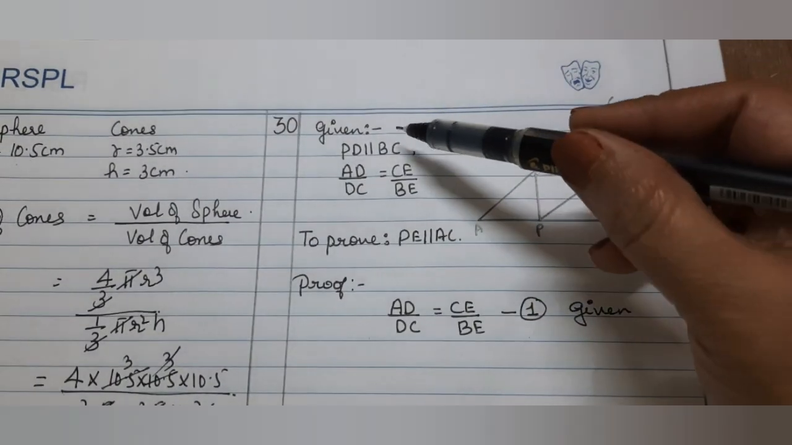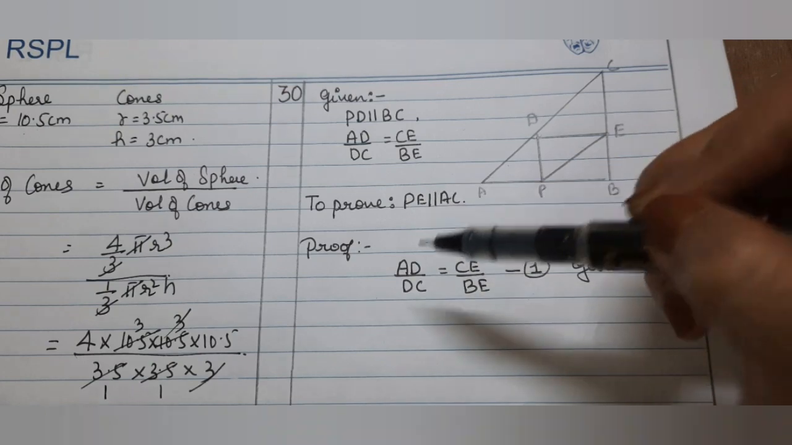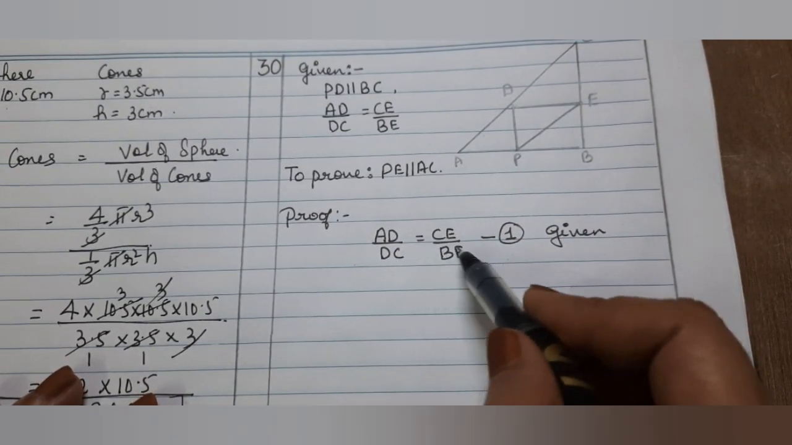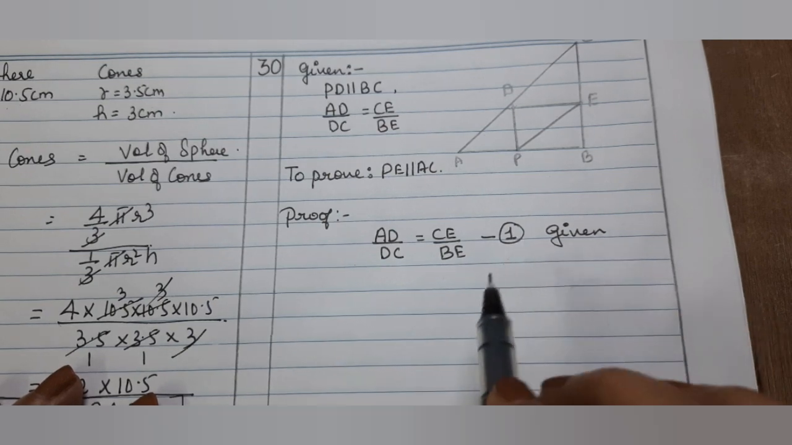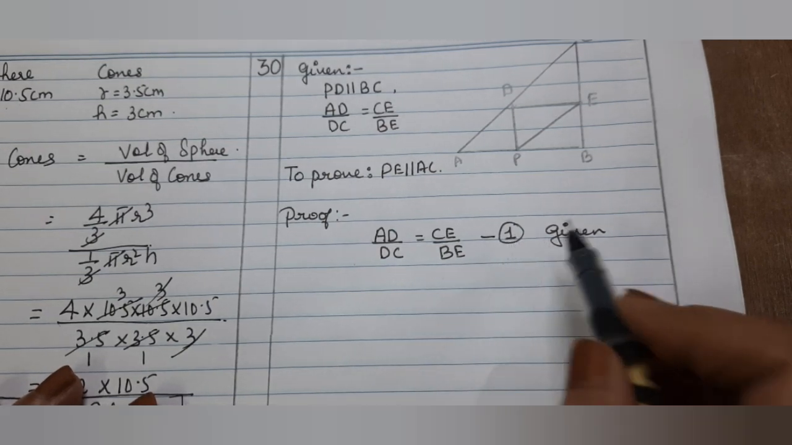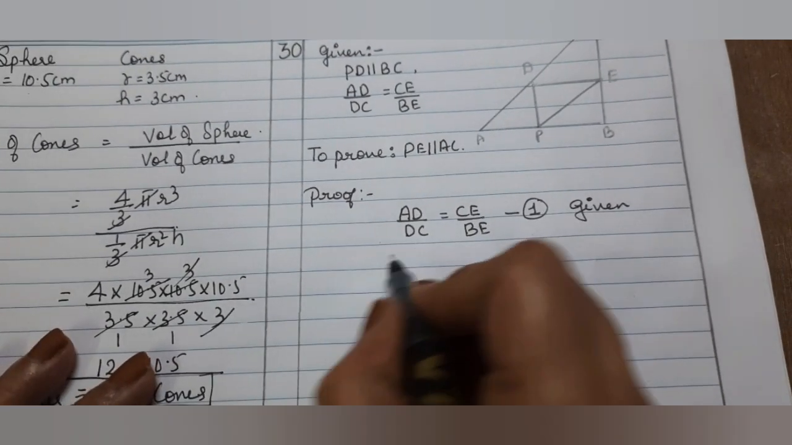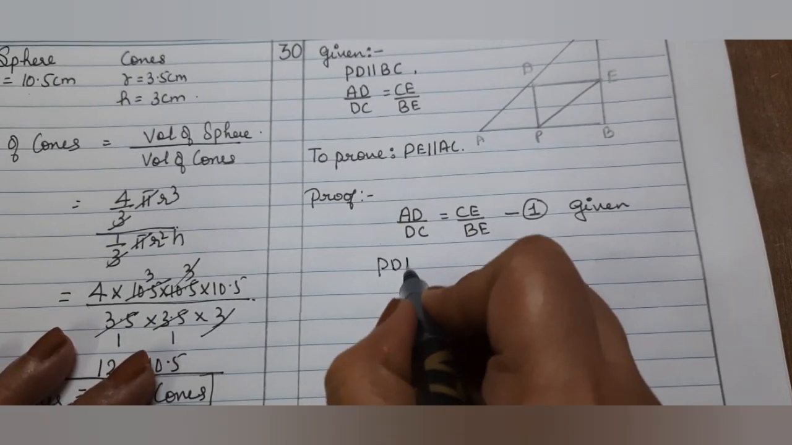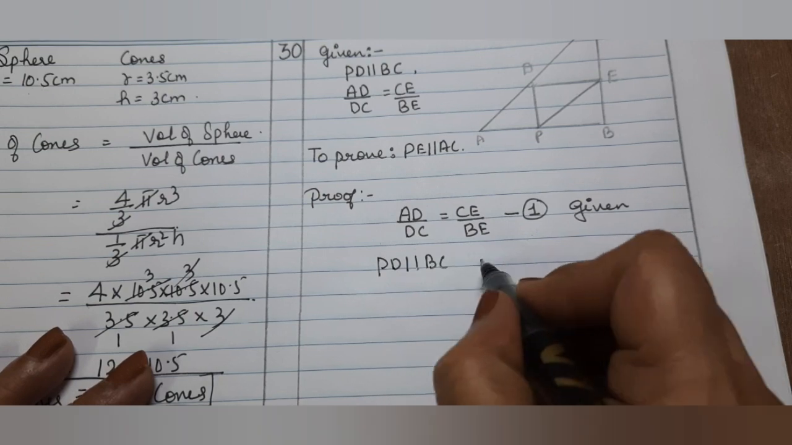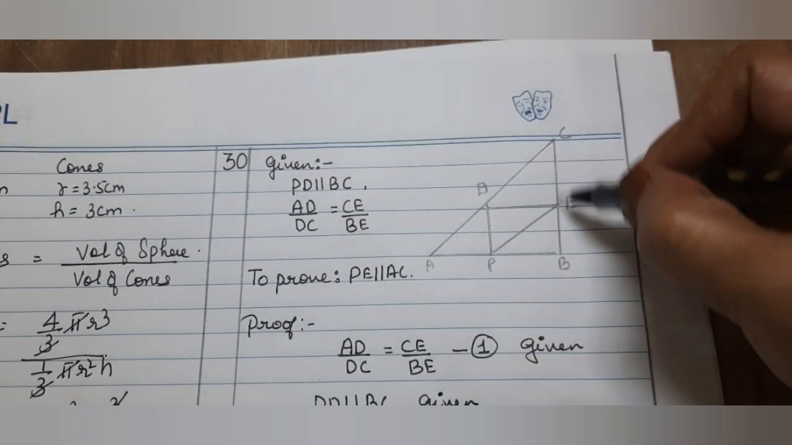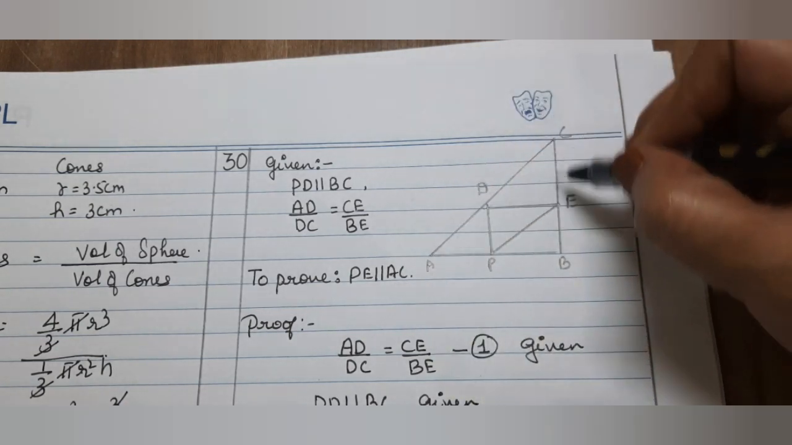I have written here given and to prove here. So first I have written here AD by DC equal to CE by BE. I have given it as equation 1, and then we'll go with this part here. Then PD is parallel to BC. This part is given again. So PD is parallel to BC means we'll take this triangle here.